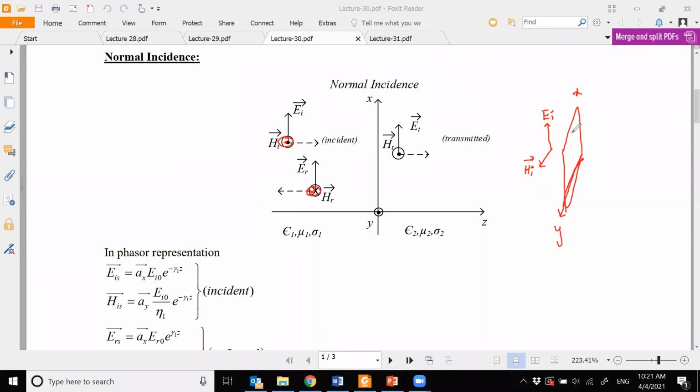See, both of them are residing on the XY plane. That means they are residing on the boundary. They're staying in the boundary. That's why both of them are tangential components. And with this, we go and we substitute the expressions.